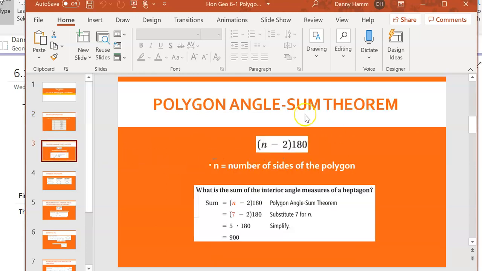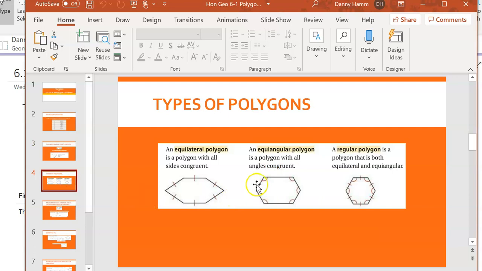So one of our formulas today is going to be the sum of all of the interior angles. This is if we added all of them up. n is the number of sides. In this example, we're talking about a heptagon, which has 7 sides. So we subtract 2, and 900 lets us know that if we added up all the angles of every heptagon, it would be 900.